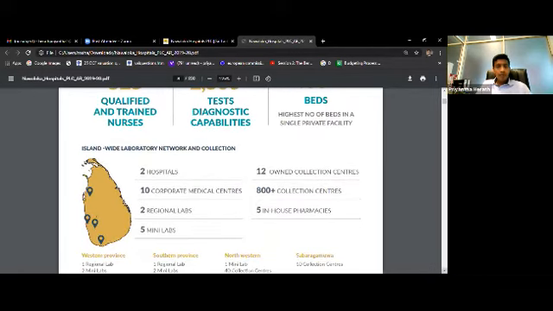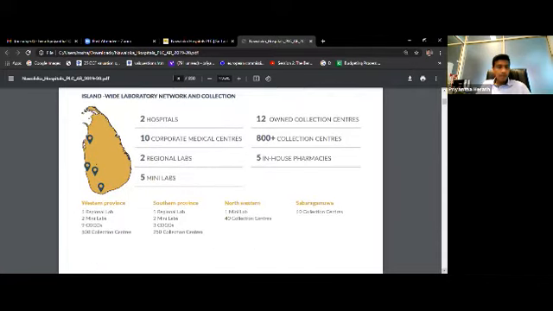And island-wide, the lab network. They have 2 hospitals, 10 corporate medical centers, 2 regional labs, 5 mini labs, 800 plus collection centers, 12 owned collection centers, and 5 in-house pharmacies. So the facilities they have, and the geographical presence, are also given here. Western province, 1 regional lab, 2 mini labs, and what is COCO?